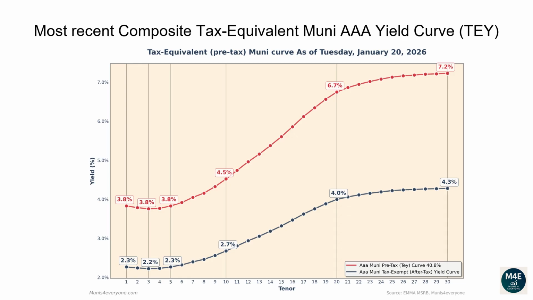The one-year tax-exempt yield is 2.27%, corresponding to a 3.83% tax-equivalent yield for investors in the top tax bracket. The two-year tax-equivalent yield is 3.79%. The 5-year tax-equivalent yield is 3.83%. The 10-year tax-equivalent yield is 4.52%. The 20-year tax-equivalent yield is 6.75%. The 30-year tax-equivalent yield is 7.23%.